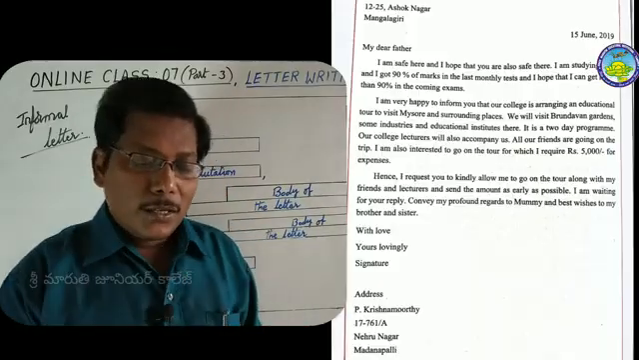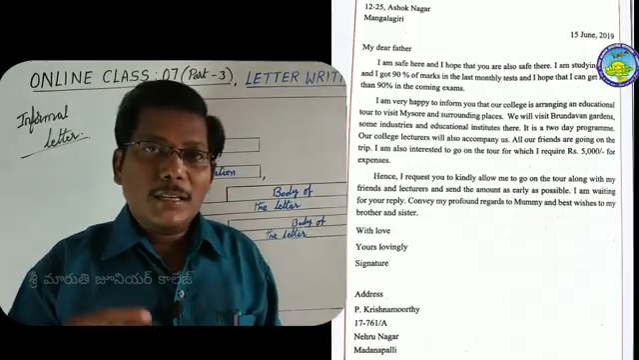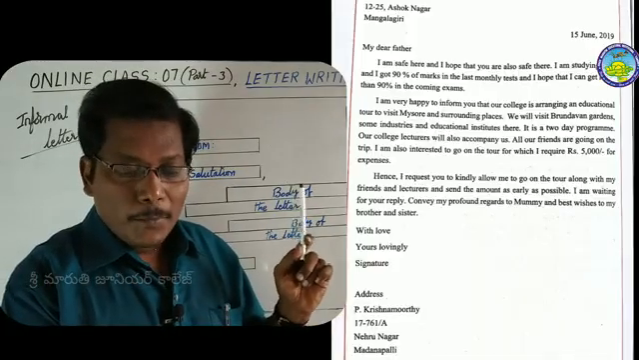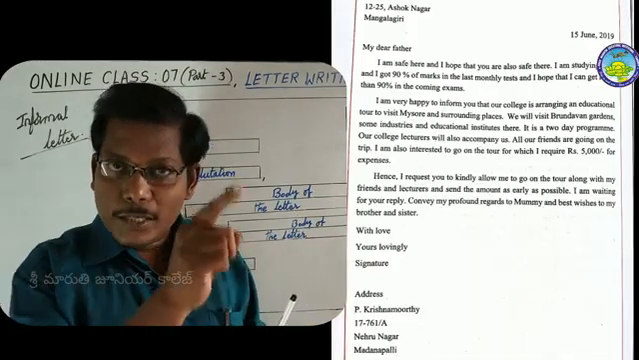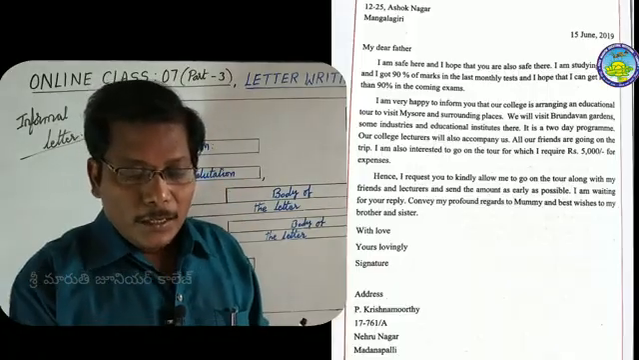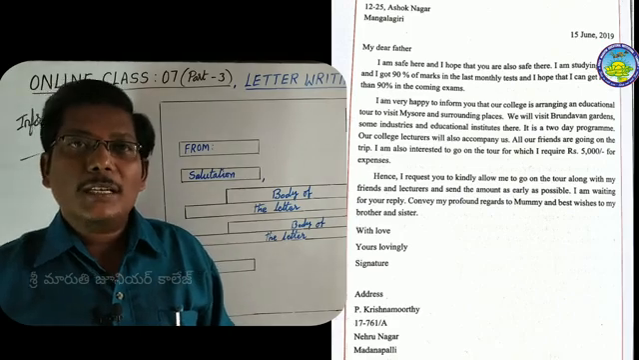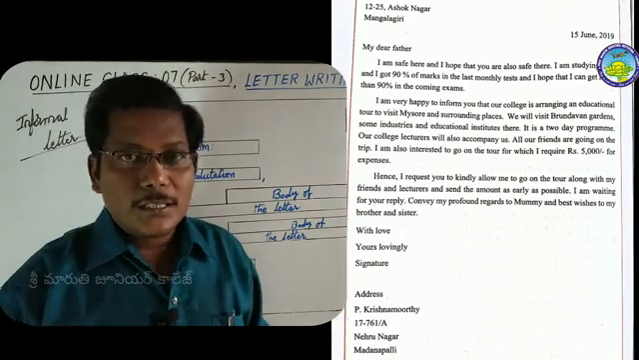After this there is the salutation, "My dear father". Okay, you observed, "My dear father", this is the salutation. After writing "My dear father", you put a comma. Okay, understand? Now let's go to the body of the letter. In the body of the letter we can find the main matter, what the person is writing here.